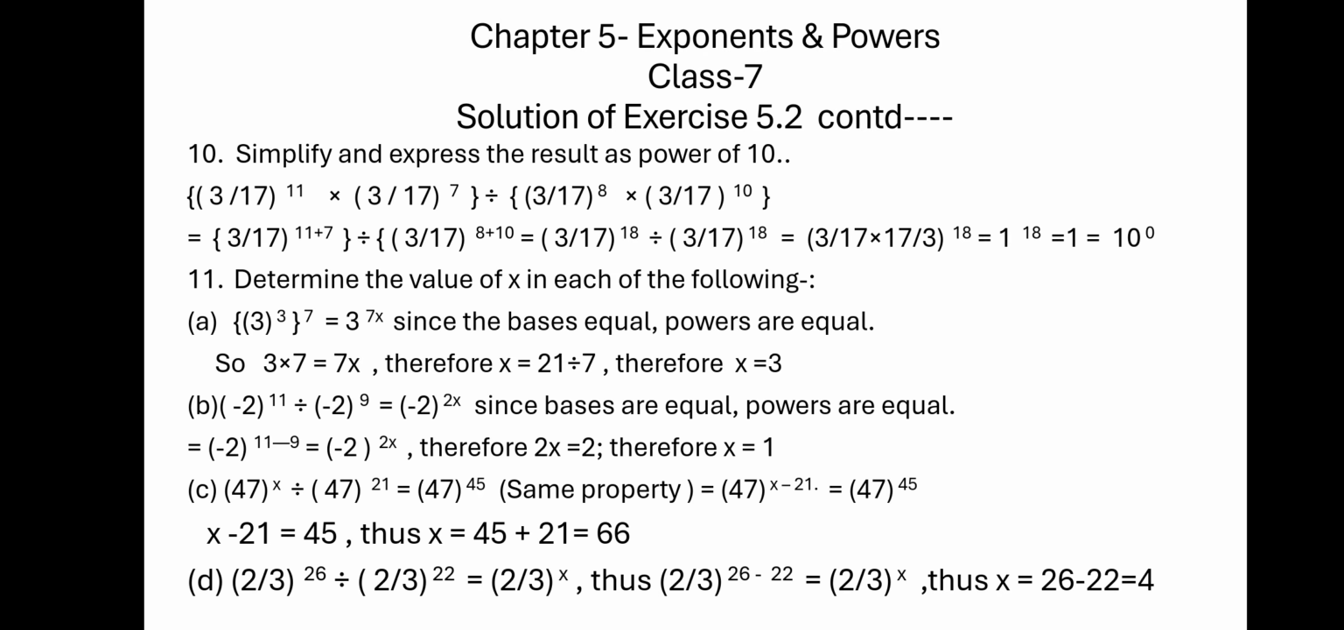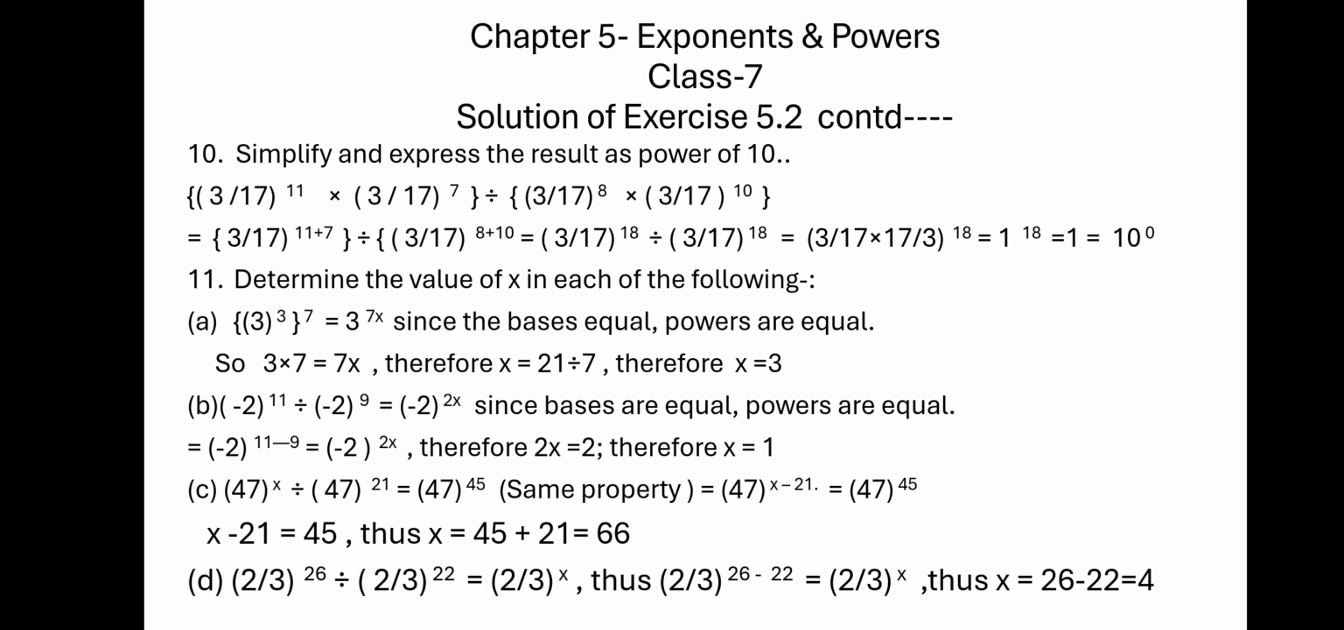B question. Negative 2 raised to the power of 11 divided by negative 2 raised to the power of 9, that is equal to negative 2 raised to the power of 2x. Since bases are equal, powers are also equal. So here I have solved that. 11 minus 9 is equal to negative 2 raised to 2x. Therefore 2x, because 11 minus 9 is 2. So 2x is equal to 2, and therefore x is equal to 1.